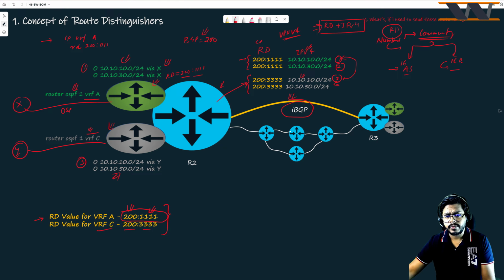Why VPNv4? Why have we given this name? Just try to understand. This name has two parts, VPN and v4. v4 means it is going to be the IPv4 route. At the end of the day, it is an IPv4 route. You all understand this, right?